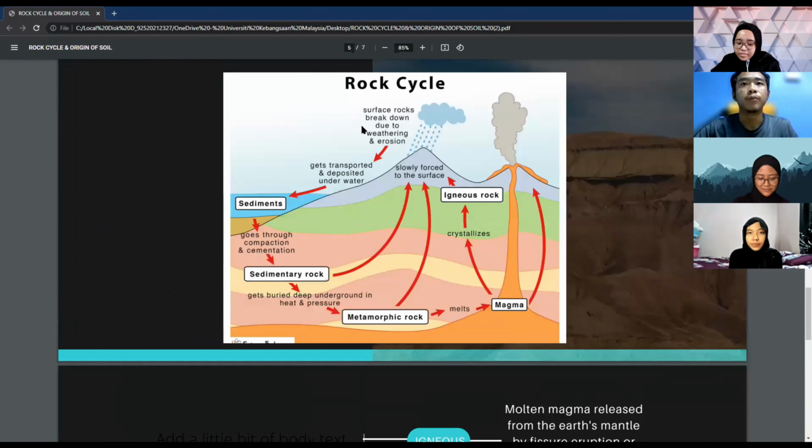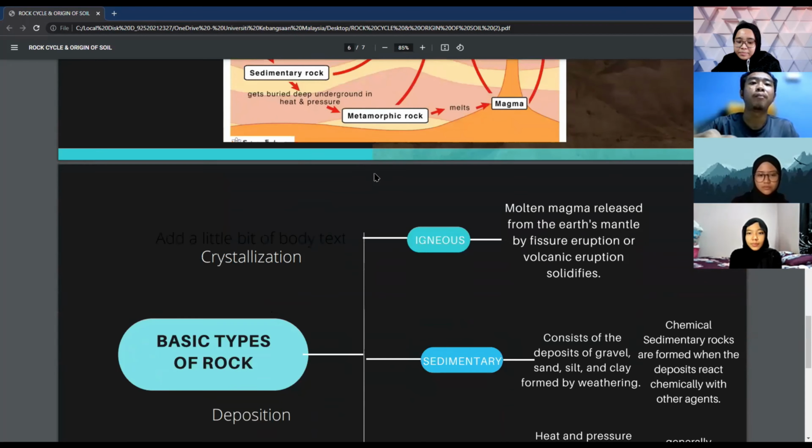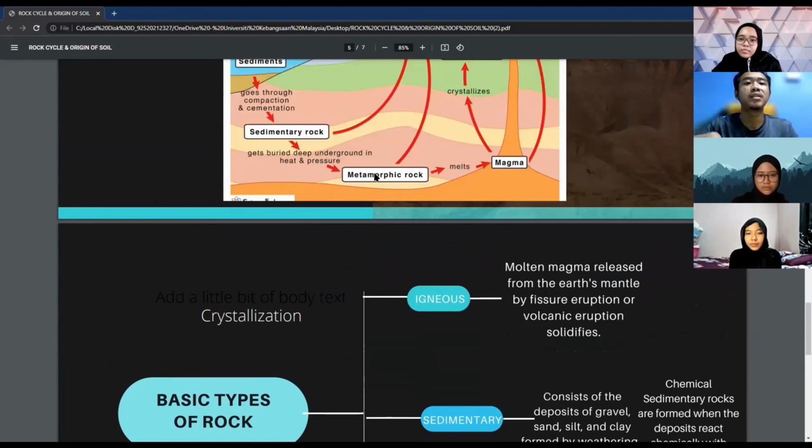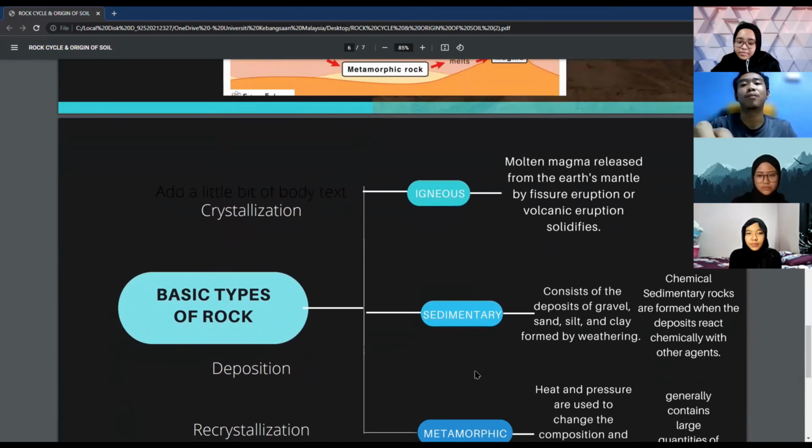Okay. First, from the surface rock breakdown to weather erosion, and the weathering, the surface rock breakdown, they transport to deposit underwater, and we have sediments. And by the way, we have three basic types of rock, which is igneous, sedimentary, and metamorphic.